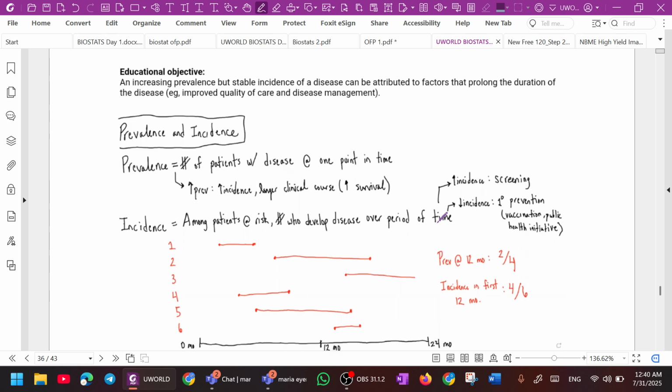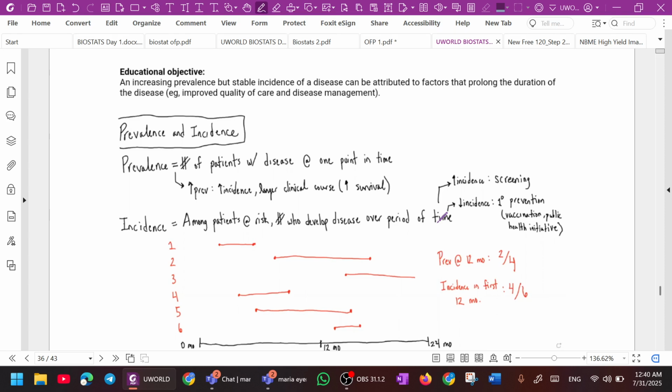Prevalence at 12 months. We just put the line at 12 months. There is no before, there is no after. Just exactly at 12 months. How many people with the disease at 12 months? That means that, oh, maybe that will help. This first point means when the patient developed the disease, and this last point means when the patient died.